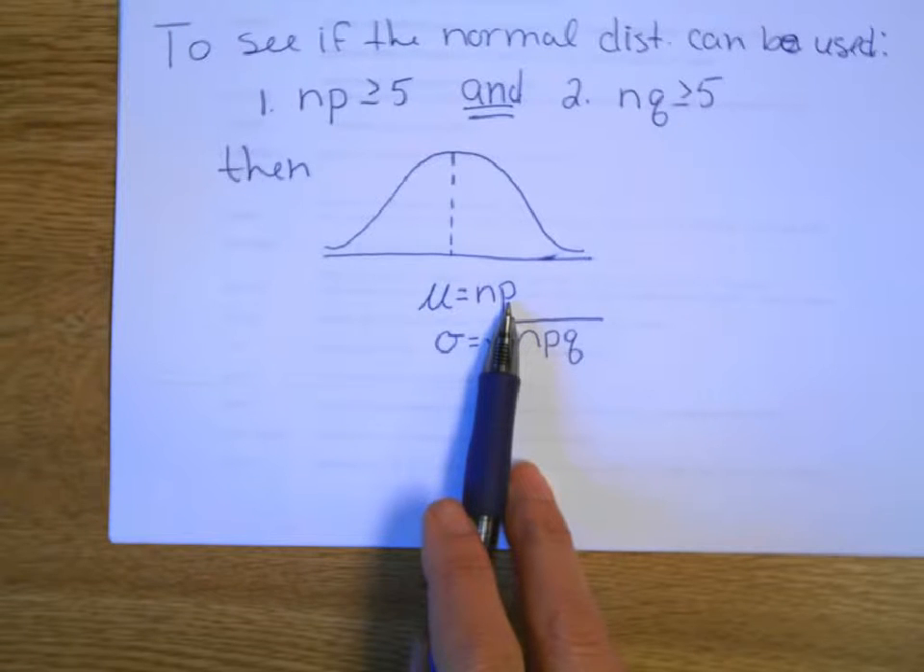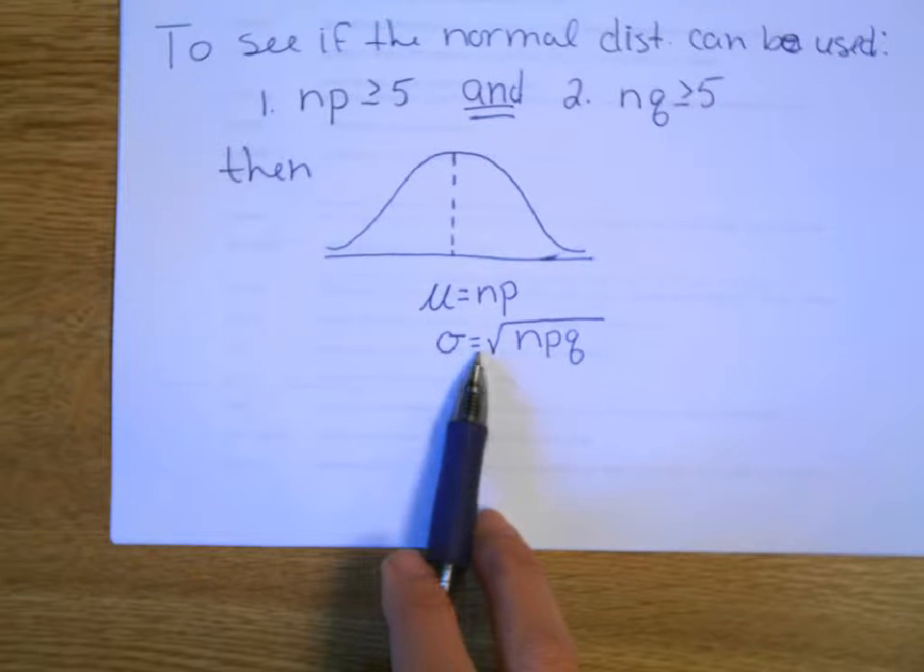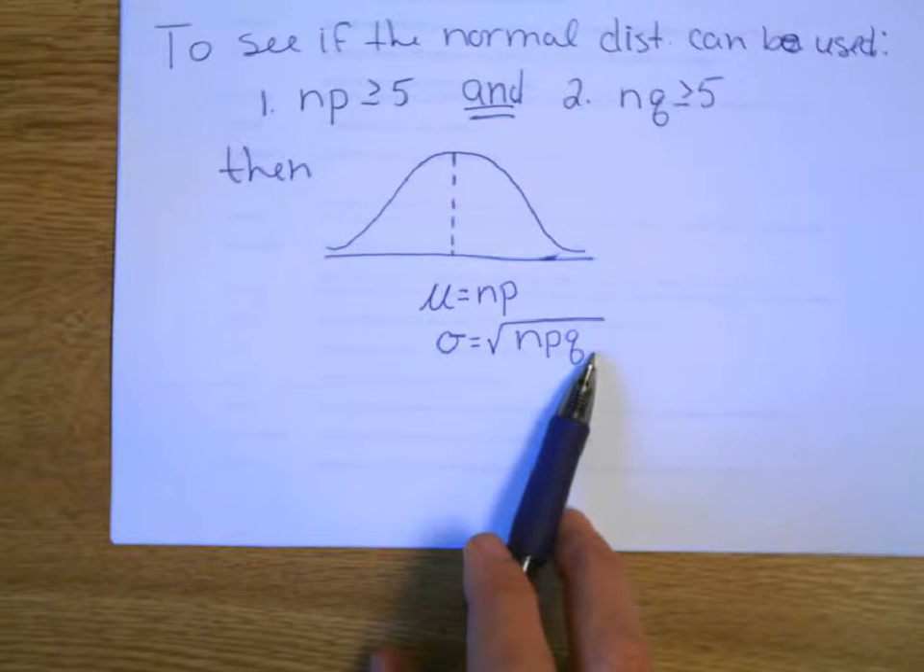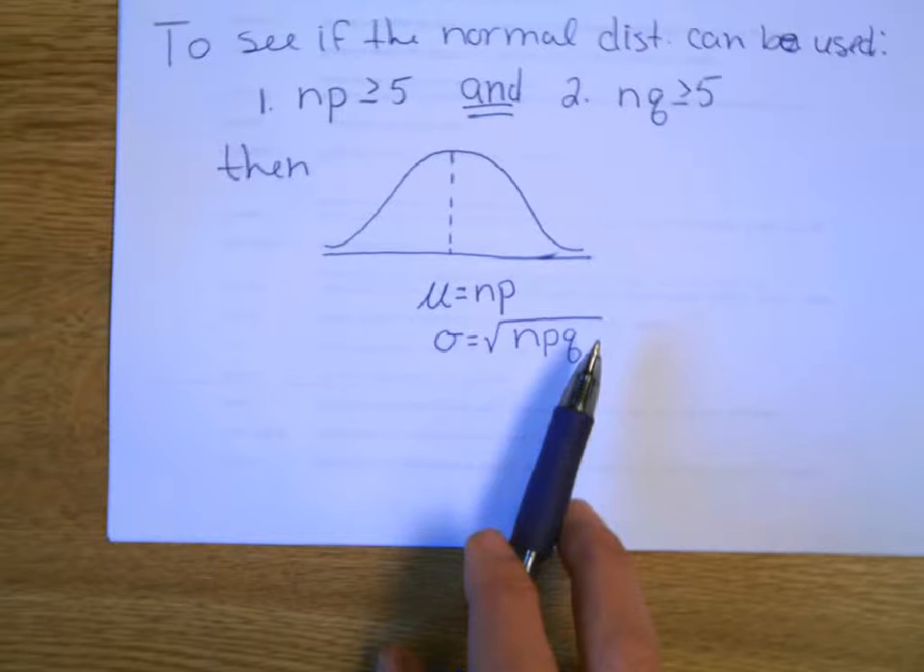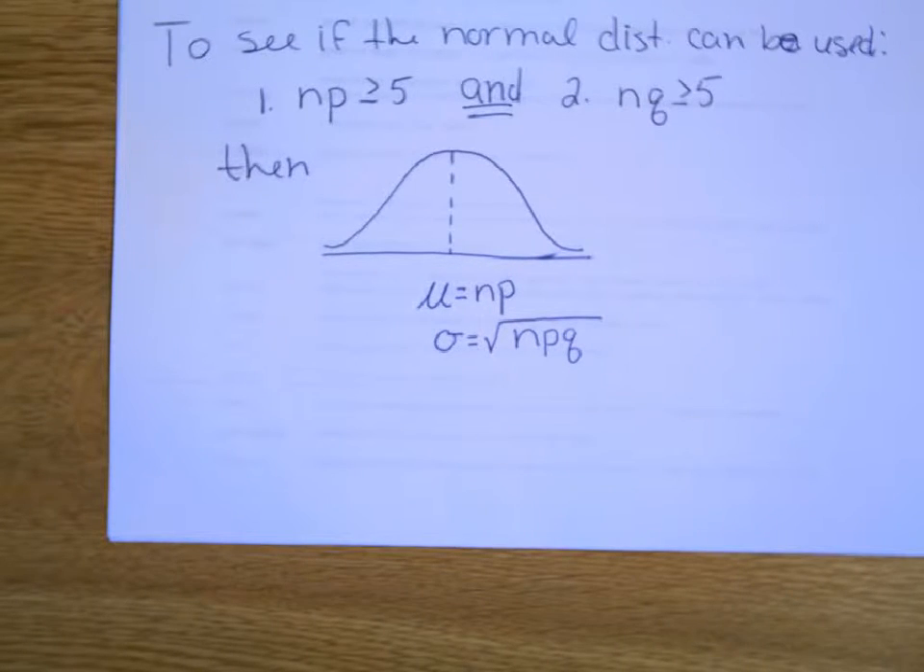And the standard deviation equals the square root of npq. Why did you draw it? Because when we do probabilities, we always have to come back to this graph.